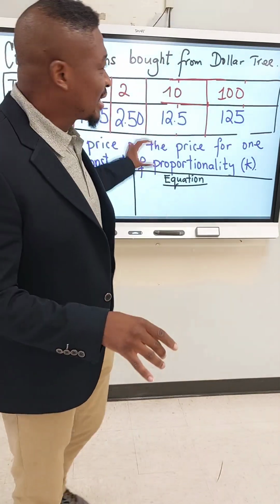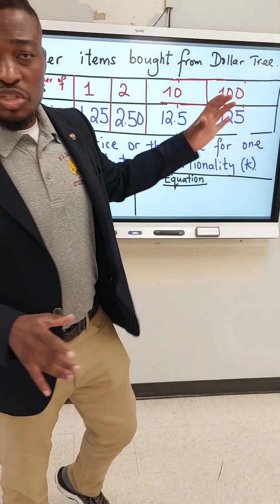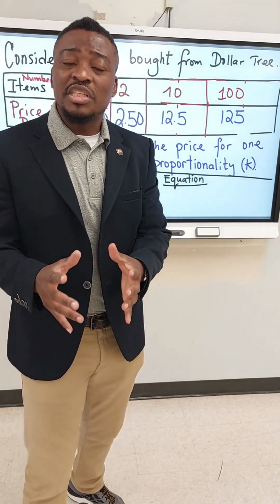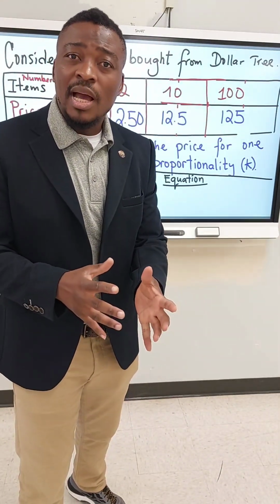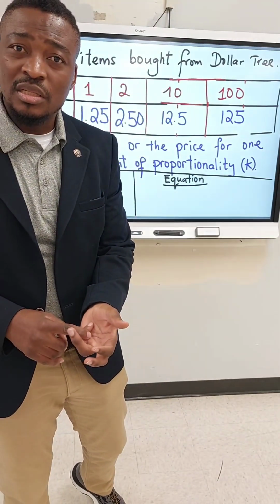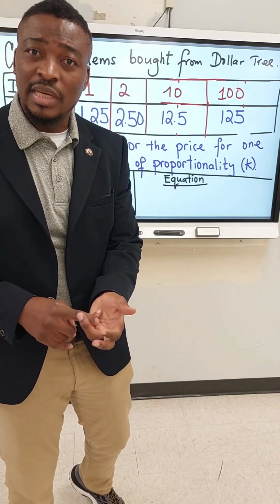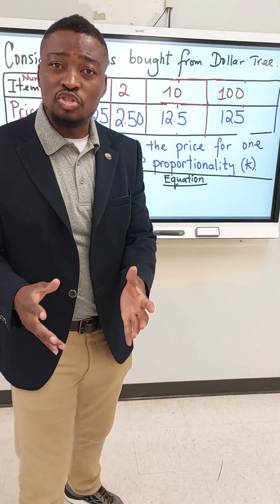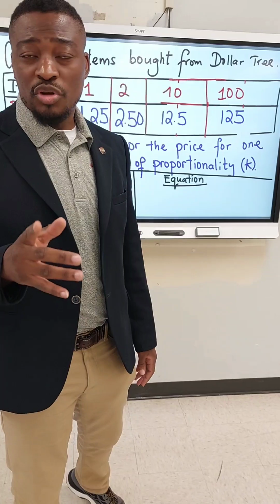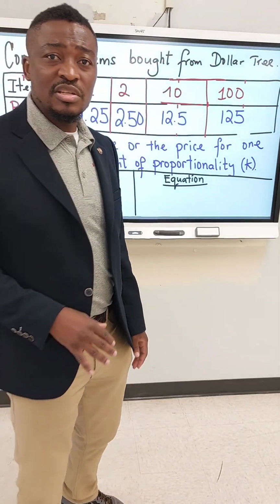I'm going to use that example of the Dollar Tree in this problem to show how two quantities are related in a proportional relationship and to calculate the constant of proportionality as the unit price in Dollar Tree, okay? And then write an equation of proportionality plus graph the proportional equation. Okay, so let's get started.